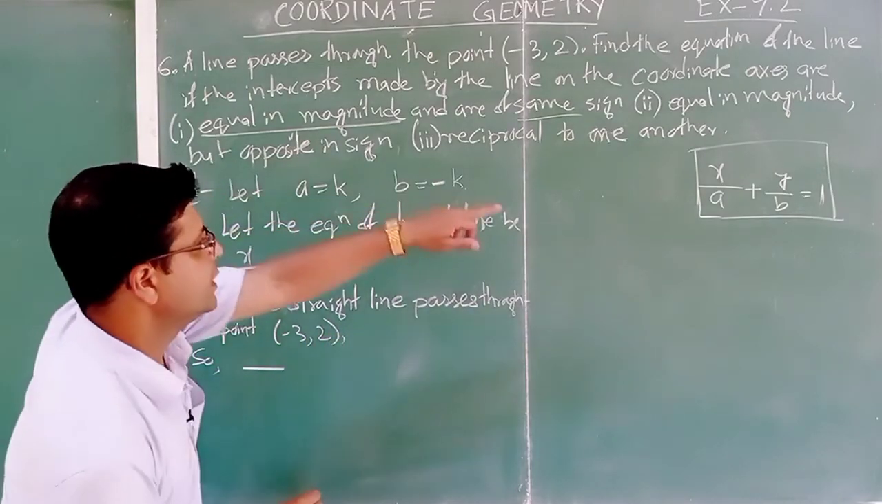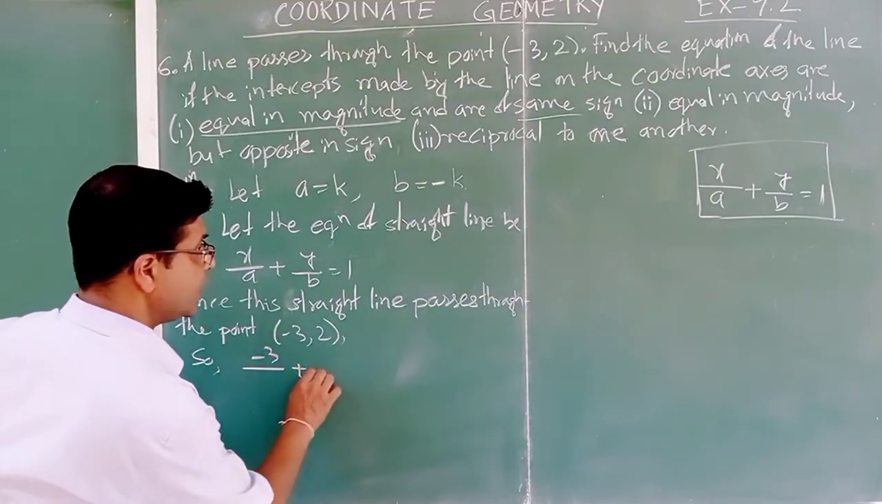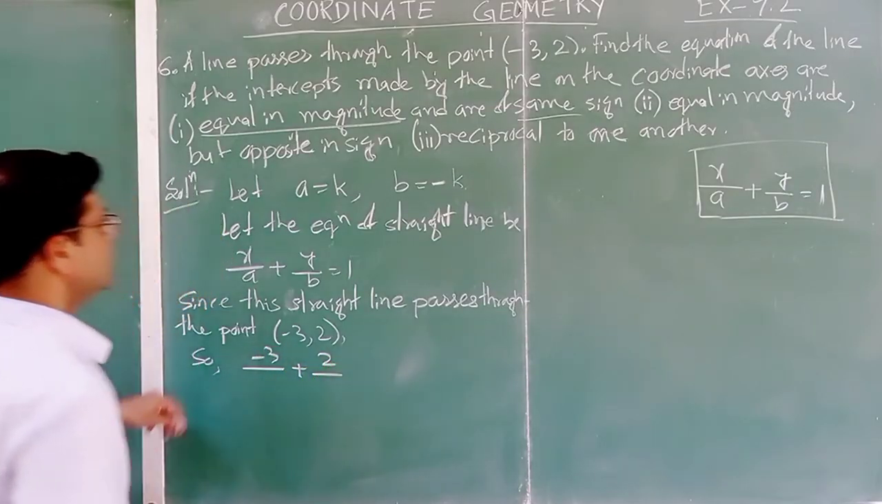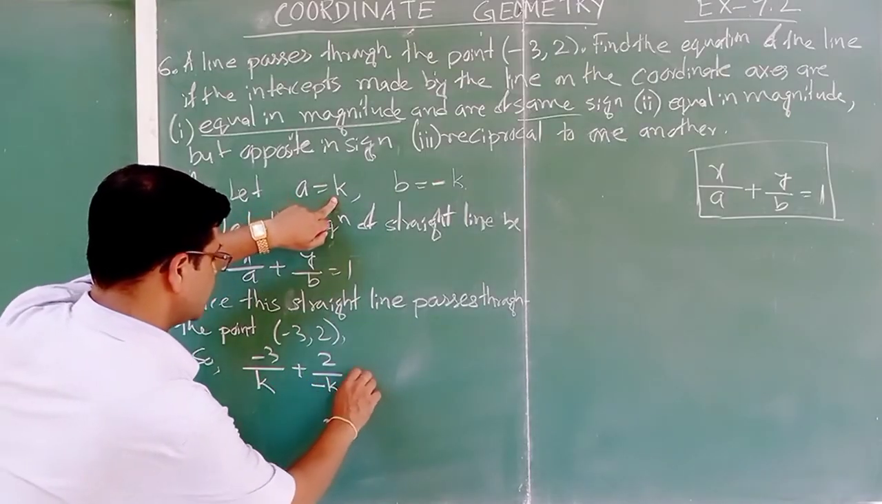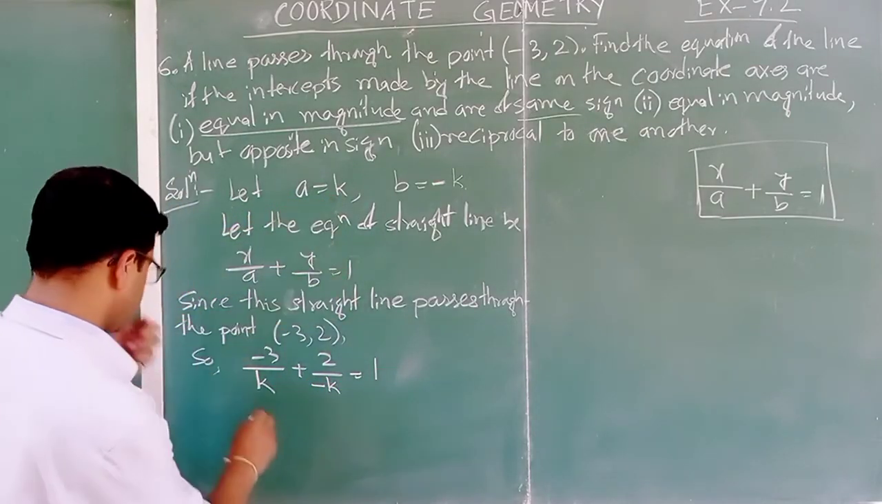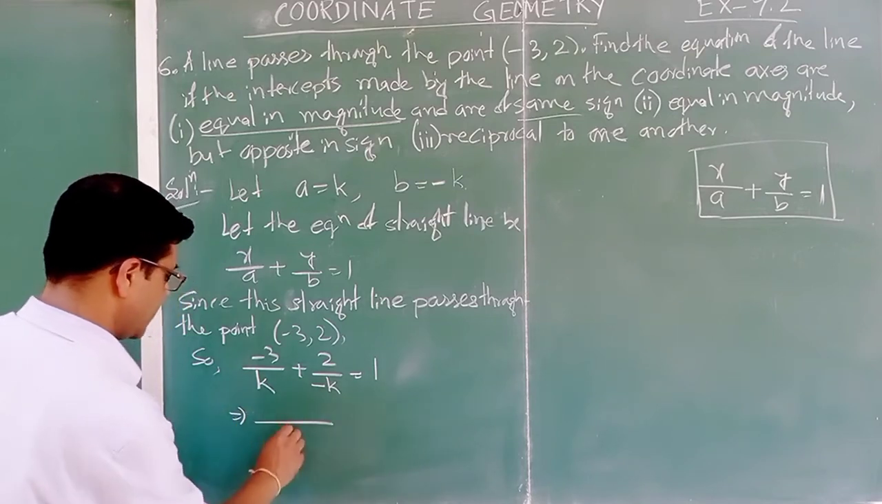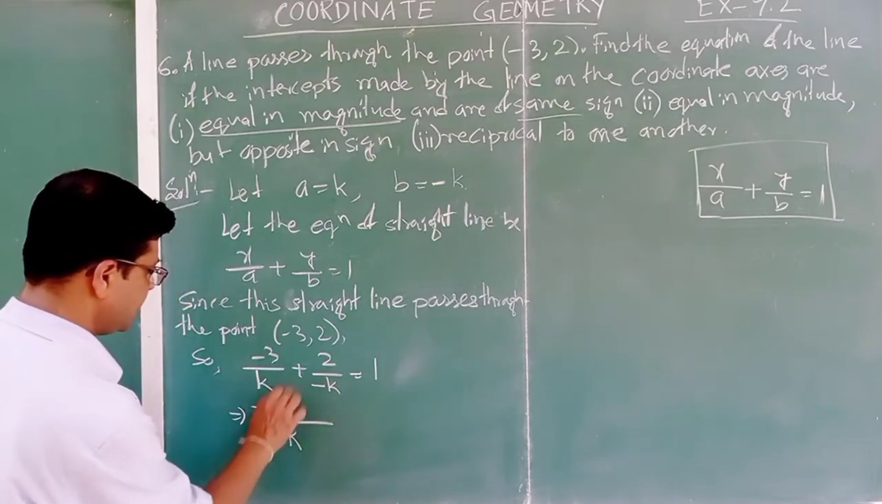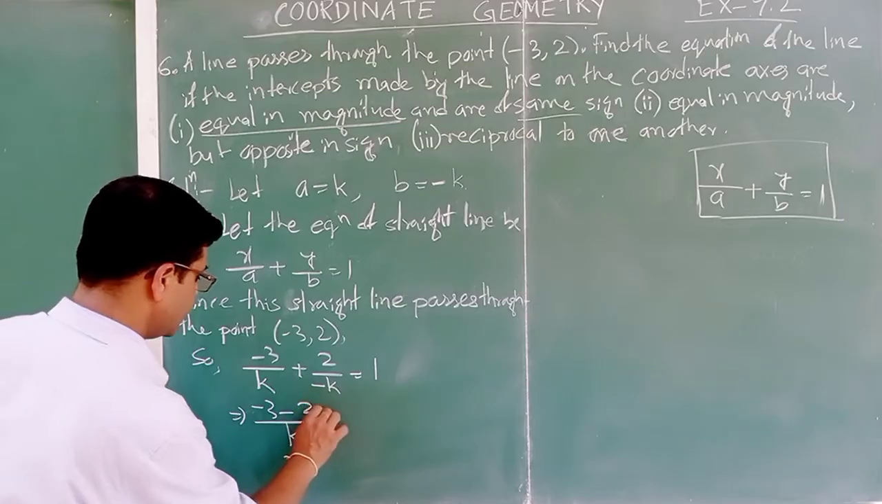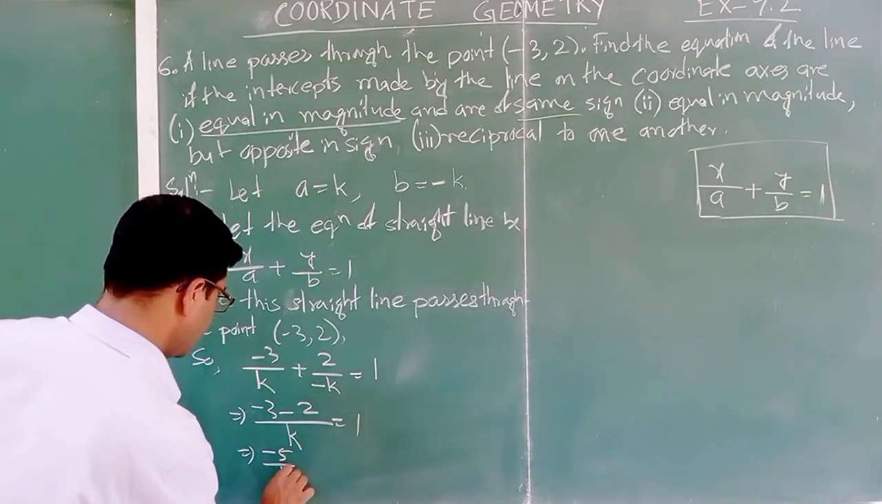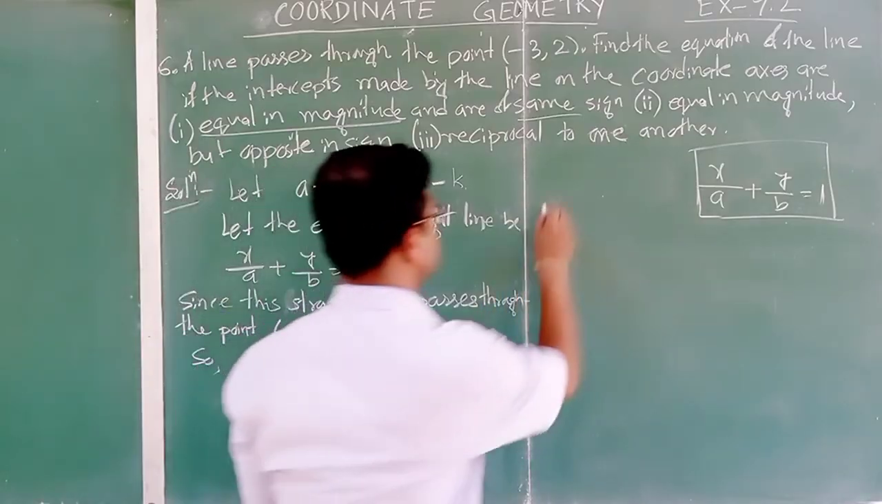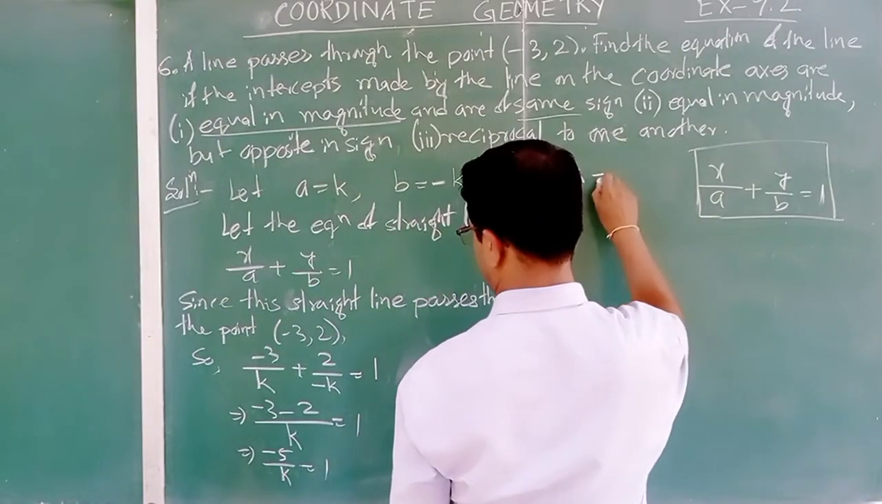So what do we obtain? If we put x equal to -3 and y equal to 2, with a equal to k and b equal to -k, it is equal to 1. Here we have to put 1. So let us take the LCM, the LCM is k. This is -3 minus 2, so -5 by k equals 1. Cross multiply, so we obtain k equal to -5.